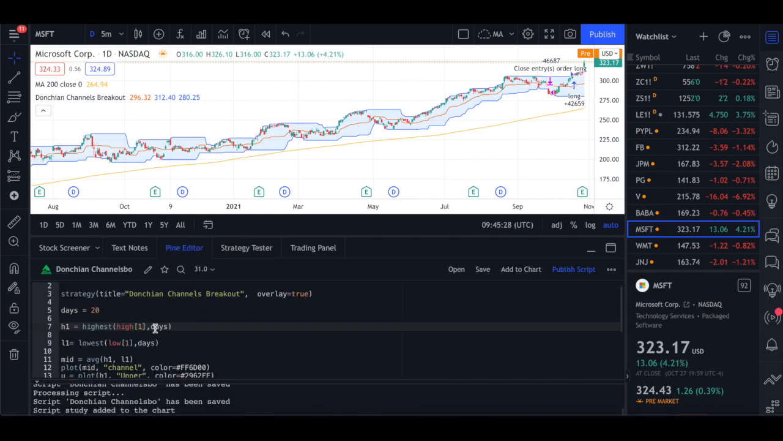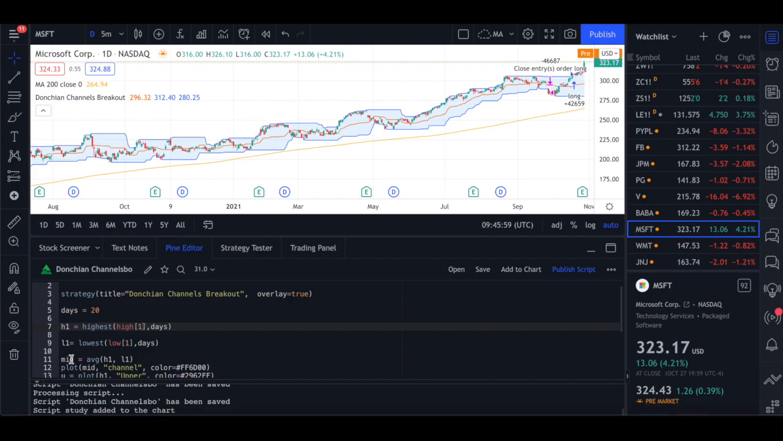So what's a Donchian channel? A Donchian channel basically measures the highest high of a specified number of days and the lowest low of a specified number of days. So that's the upper and the lower lines. So basically I've created a 20-day high and 20-day low. Now, if you look here, I've created an array of 1 day. So what happens is that it calculates the highest high from the previous day, not from today. There's a reason why I'm doing that. I'll come to that in a bit.